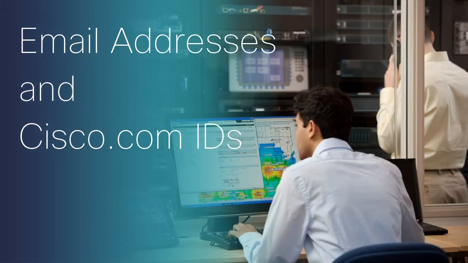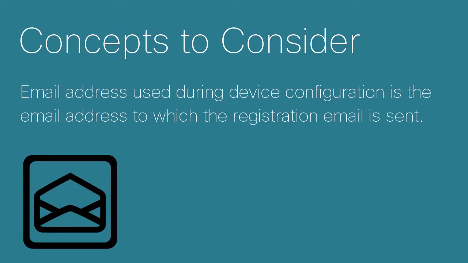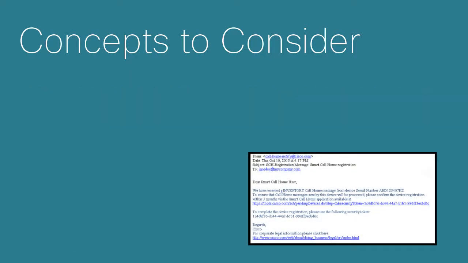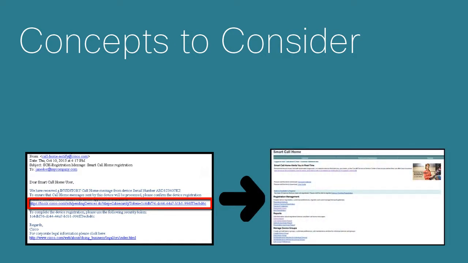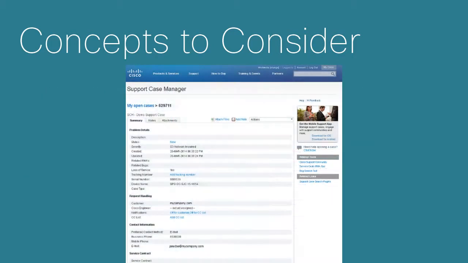The email addresses and Cisco.com IDs used during configuration and registration have significant implications when using SmartCall Home. Here are some things to consider before enabling SmartCall Home. The email address used during device configuration is the email address to which the registration email will be sent. When the registration email is received and the user clicks the link to the portal, the user is asked to log in with their Cisco.com ID. If that Cisco.com ID is not associated to the contract for that device, registration will fail. This is also the Cisco.com ID against which TAC cases are opened.